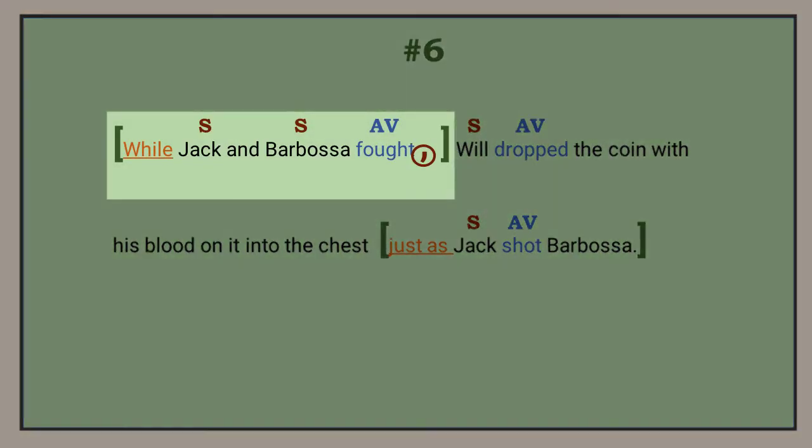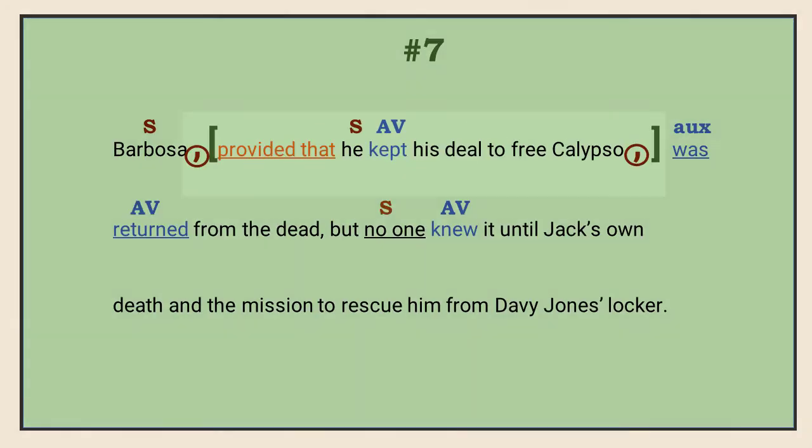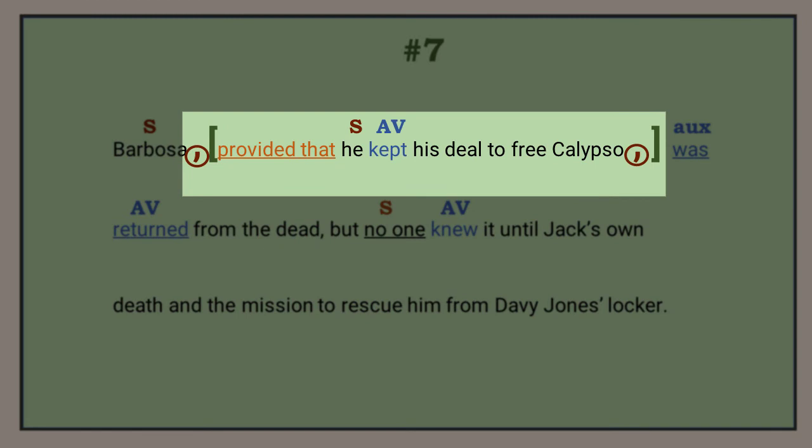Number 6. The adverb clause tells when he dropped and comes before the independent clause. The sentence ends with an adverbial clause that also tells when he dropped. No comma. In sentence 7, the adverb clause tells under what condition he was returned and interrupts the independent clause.